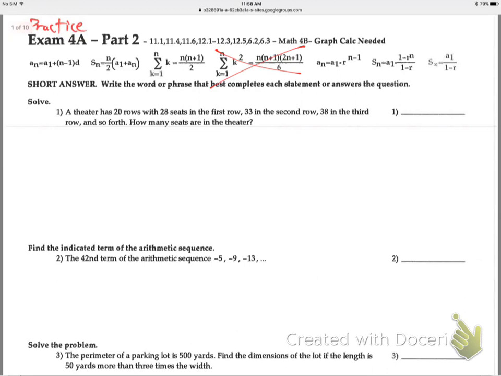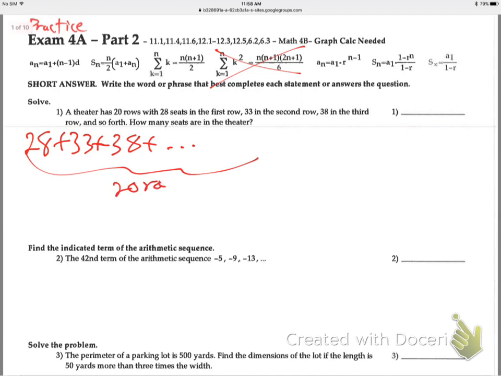All right, which formula are we supposed to do? So let me be clear here. It's 28 seats in the first row, add 33 in the second row, add 38, and on you go. 20 rows. So we good so far? That's what they're talking about, huh?